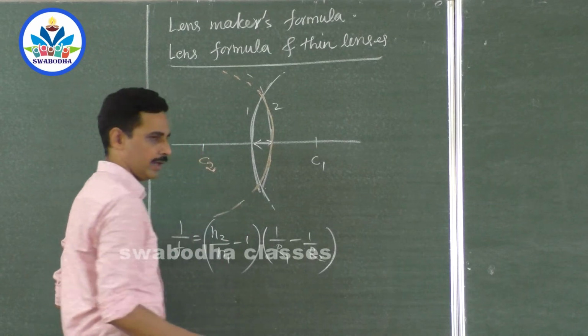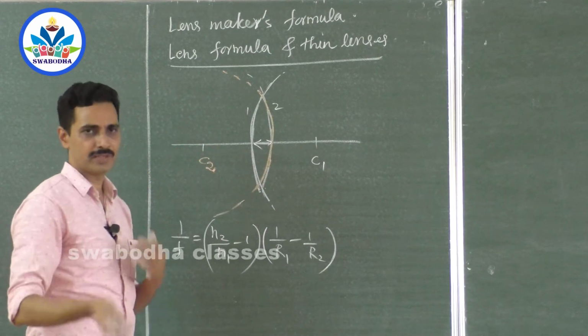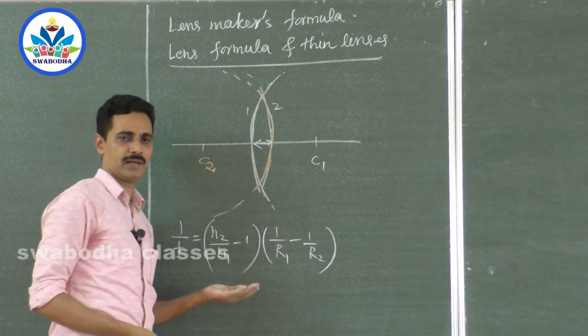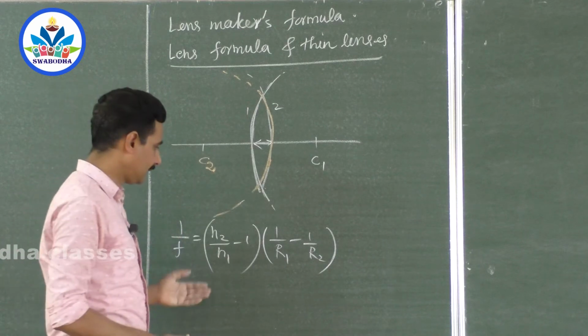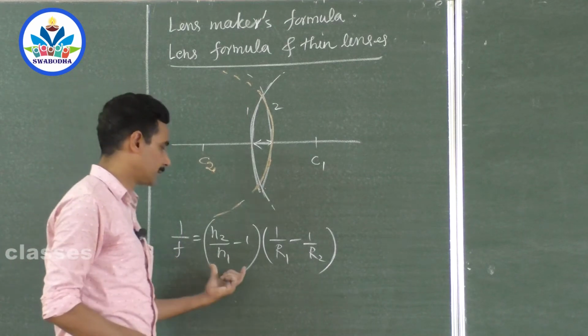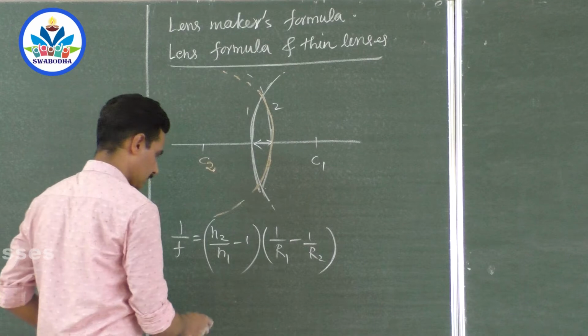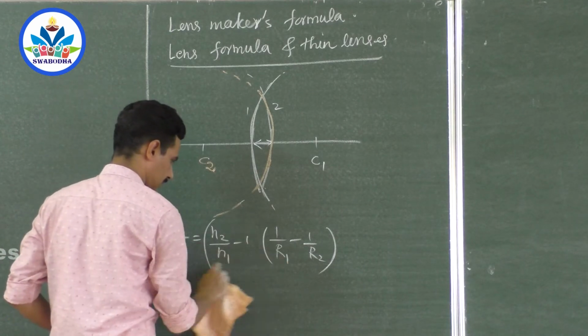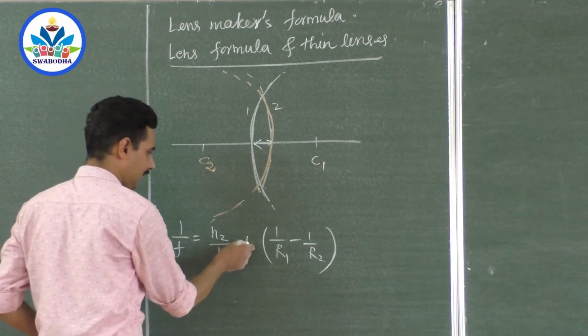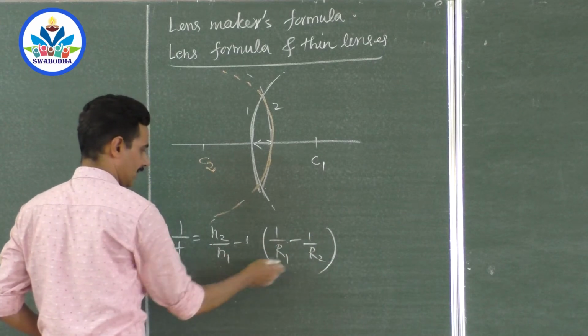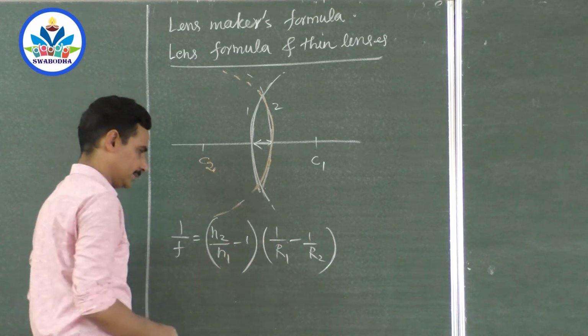Remember, if you want to apply this formula to other problems, again apply the sign conventions. Otherwise, it will not be suitable for that occasion. And another thing is, please put brackets here. Most of the students don't put brackets here. If you don't put the bracket, everything is gone, because it would become n2 by n1 minus 1 into 1 by r1 minus 1 by r2, which has no connection with this one. You should have a bracket.